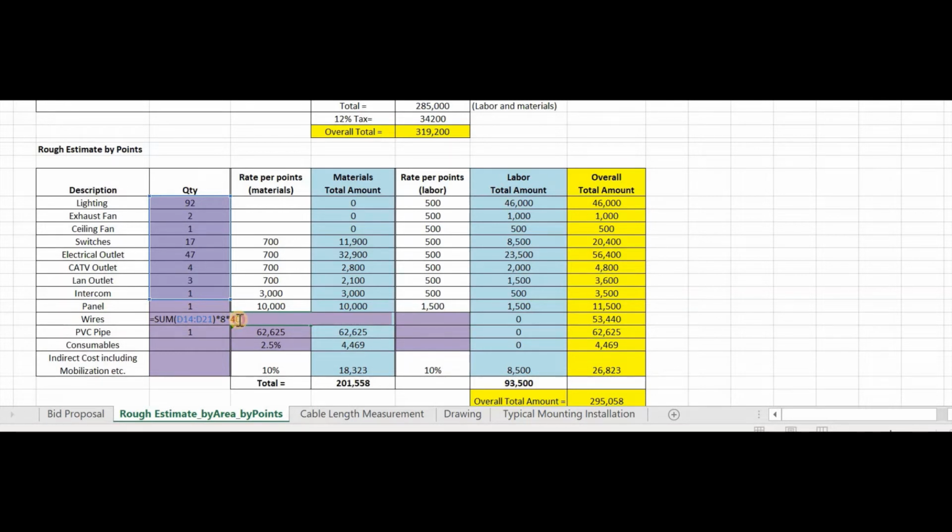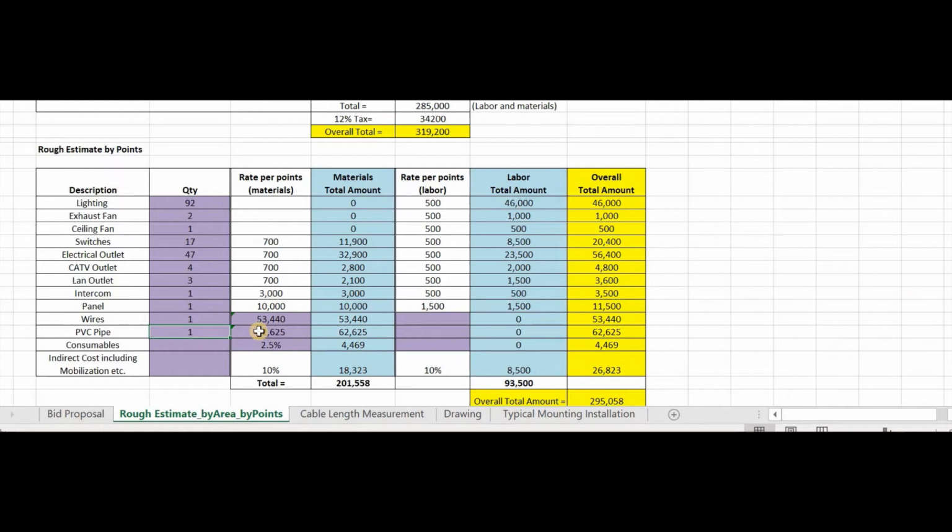Here in Cebu, we have 35 or 38 pesos per meter for the wires. For quotation purposes, I have 40 pesos. Then you multiply the quantity and the rate per points. For the labor per points, we have no labor here because the labor cost is already included in each electrical item. So you add the total amount of material and labor.